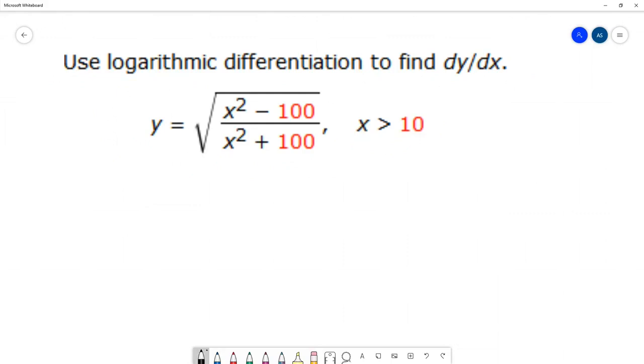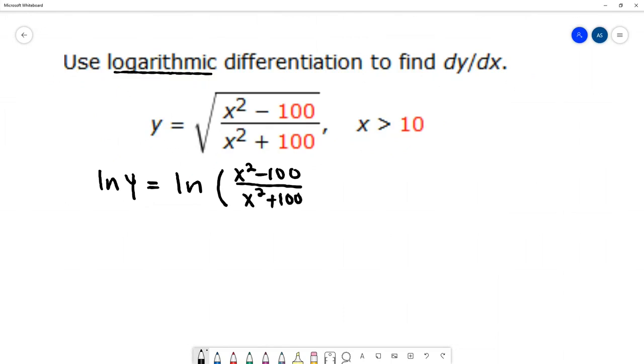So when we use logarithmic differentiation, what we're going to do is introduce a log into the equation so that calculating the derivative is a little bit easier. So we're going to take the natural log on the left-hand side and take the natural log on the right-hand side. I'm going to go ahead and rewrite the right-hand side as I do that. I'm going to change that square root to the 1/2 power: (x squared minus 100) over (x squared plus 100), now to the 1/2 power instead of the square root.